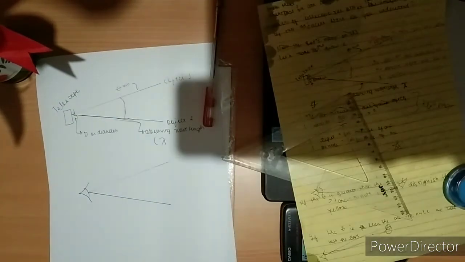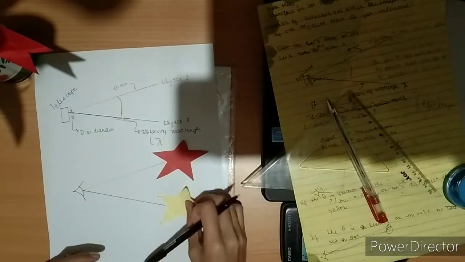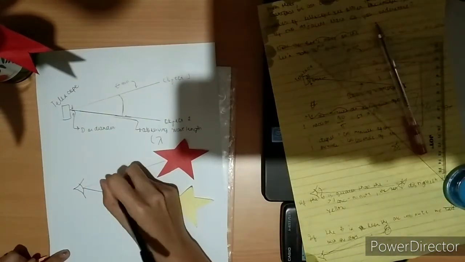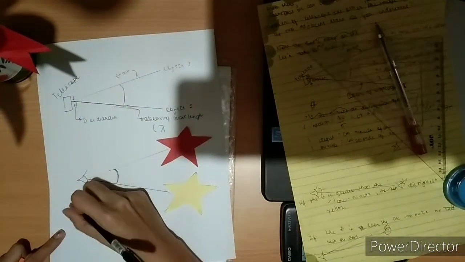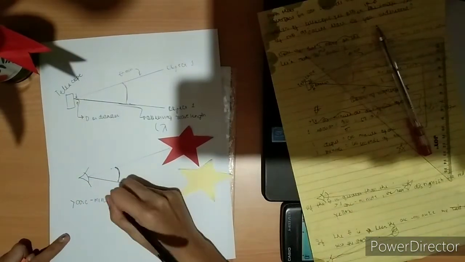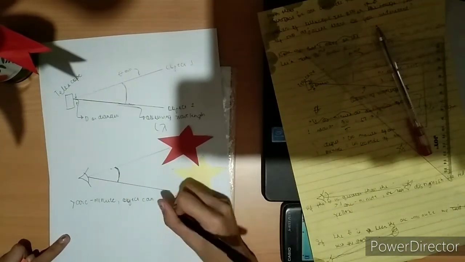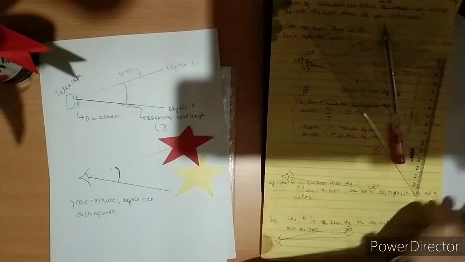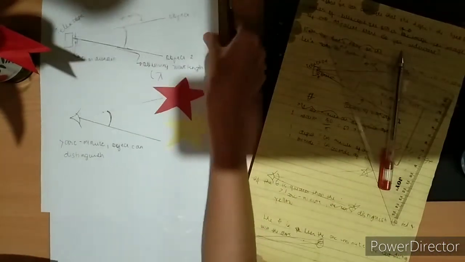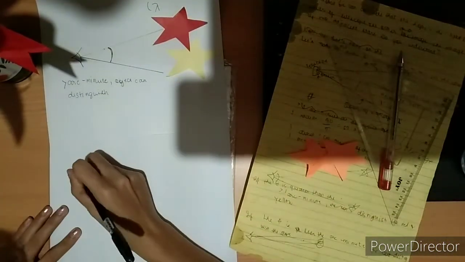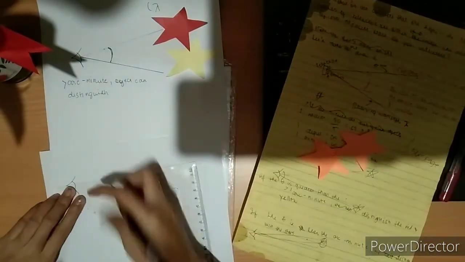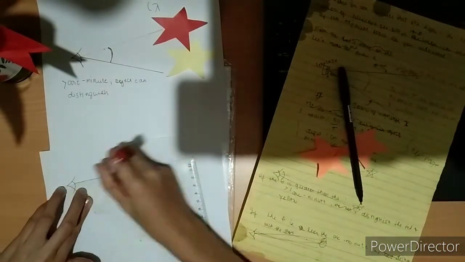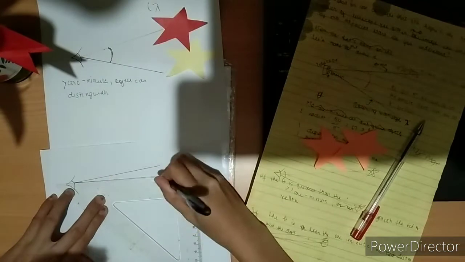So in this drawing, you can still see the two stars separately, right? If the theta is greater than the arc minute, we can distinguish the red and the yellow. And as you can see here, in another drawing, the stars cannot be distinguished, right? If the theta is less than the arc minute, we cannot distinguish the stars.